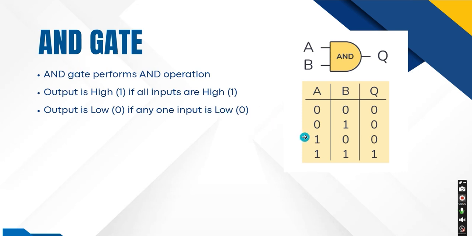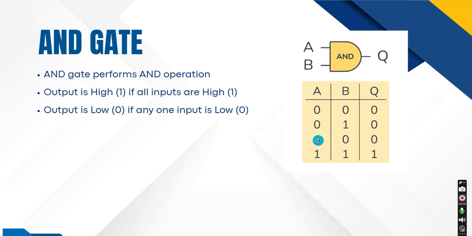So let's look at it in the truth table here. This is a truth table. A truth table shows the outputs for all possible combinations. If I have input A, and B is also an input, while Q shows the output. Here A is 1, B is also 1. So both inputs are high, so we expect the output to be high.